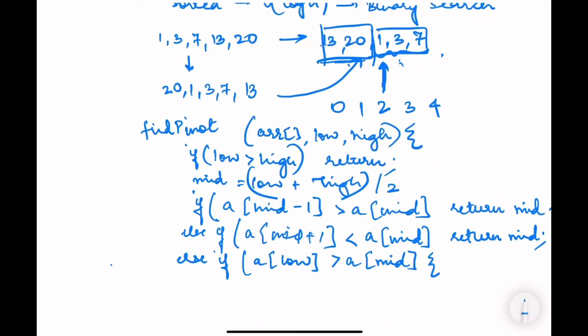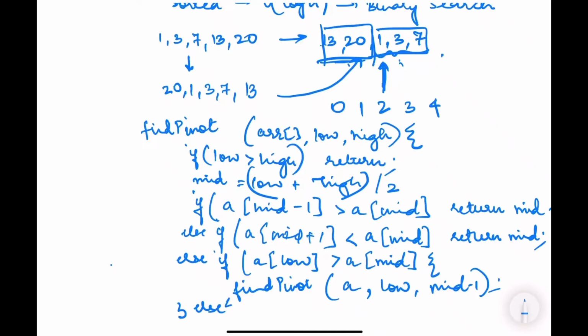Because if an array is sorted, in that case, the value at low would always be less than the value at mid. But if this condition holds true, it means that the rotation has happened. So we will be calling this function find pivot with the array, and low and the value of high would be mid minus 1. And let's say even if this is not the case, it means that the rotation has happened on the right part of the array. So we will call this function with the low value as mid plus 1.